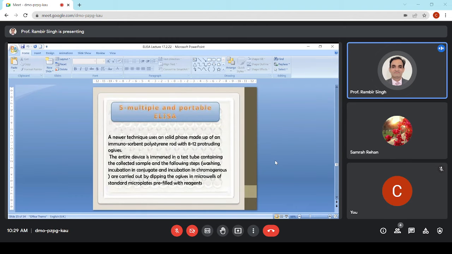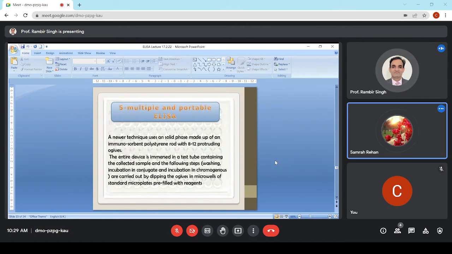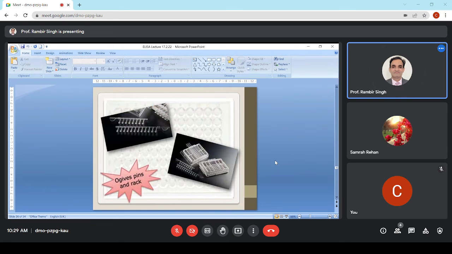Then we have multiple and portable ELISA. These are basically newer techniques that use a solid phase mode on an immunosorbent polystyrene rod with 8 to 12 pins. These are a bit advanced techniques which have been introduced very recently. So instead of having a plate kind of structure, we have these pins and racks, so that you just dip and you will get the result.